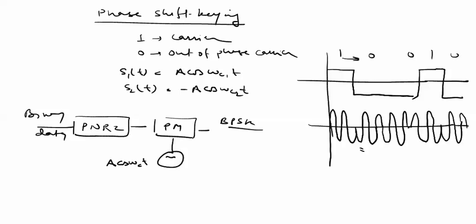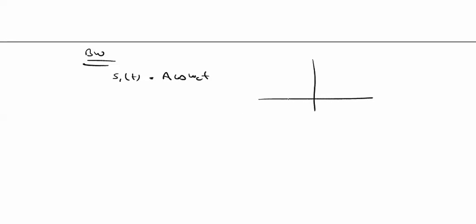In this case, Fc should be an integral multiple of n upon Tb to maintain waveform continuity. In the same way as ASK, if we want to calculate the bandwidth for PSK, S1 is A cos omega c t. I draw S1 in this pattern, omega c.